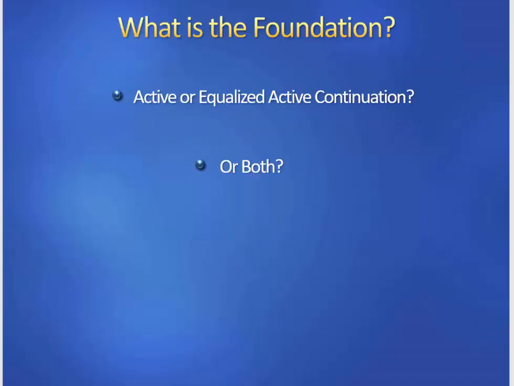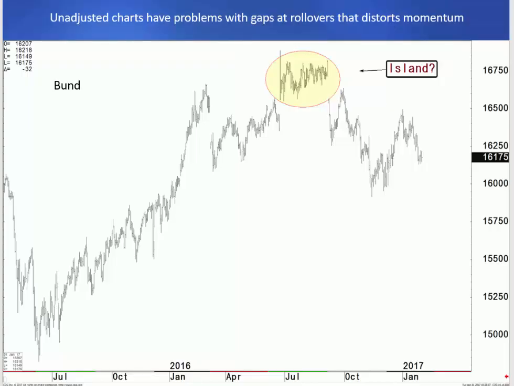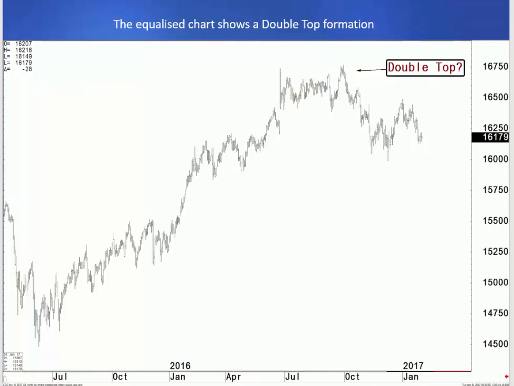So the first thing is why I use equalized active continuations, and this is very, very important. So we have a chart here, just a normal continuation chart on an interest rate, and when we have a rollover, there's a great big gap up and down, and so it actually looks like a potential island reversal, but it's just to do with the contract rollovers. And when we equalize the closes for each rollover, we have a completely different chart, and actually in classical terms it was a double top, so a massive difference.